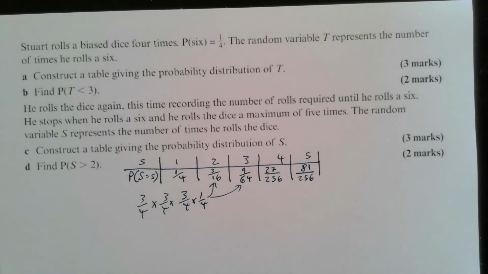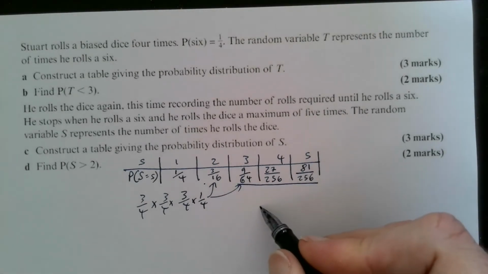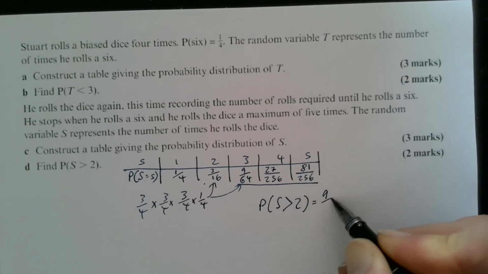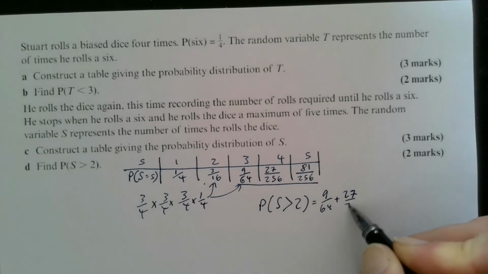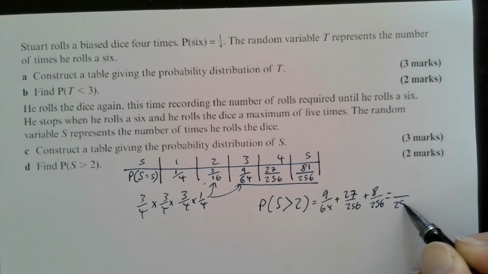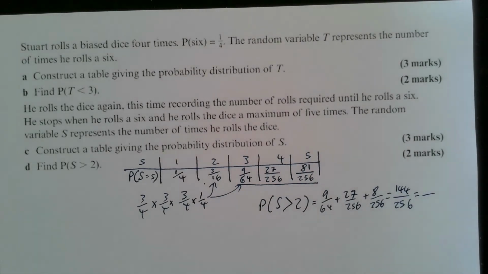Then finally, we just need to know the probability that the number of times he rolls it is greater than 2. So greater than 2 is those 3 there, isn't it? So the probability that S is bigger than 2 is going to be 9/64 plus 27 over 256 plus 81 over 256, which should give you, out of 256, 144, and we can simplify that to 9/16.